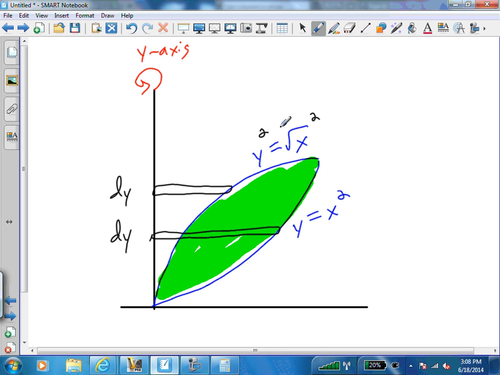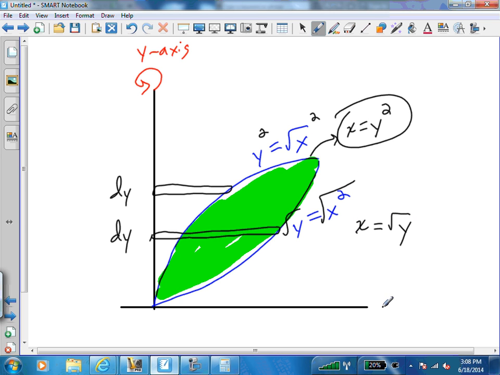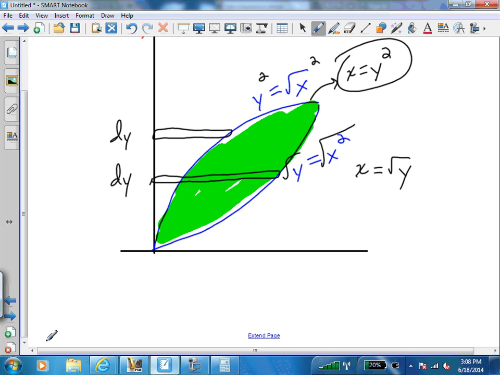Little r is this distance. Well, this edge is given by that. So in terms of y, this edge is y squared. This edge is given by 0. So that's little r as a function of y. That's big R as a function of y.